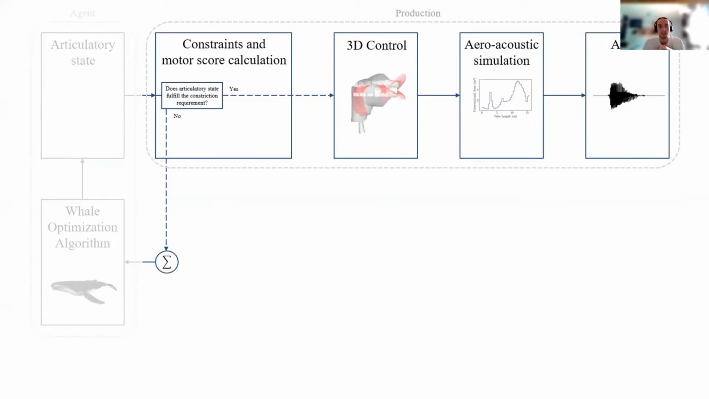Then this articulatory state is processed in a forward loop. First, it is checked whether it fulfills some constraints. If we want to create a vowel, we want the tube area function of that state to be open, meaning we have no constriction. If we want to create a plosive, for example, we want a closure somewhere. If that's not fulfilled, it will directly pass back a higher loss value and the loop is closed already. But if the constriction is fulfilled, we calculate a motor score from that in order to control the VocalTractLab forward model and produce some audio with it.